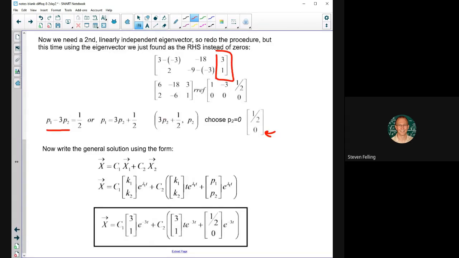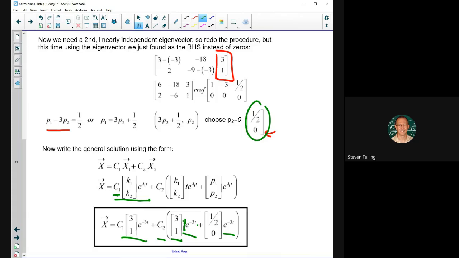Then what we do is we plug that into the general solution form. So the general solution form is, first we build a term with C1 with the original vector. So that's going to be C1, 3, 1, e to the negative 3t, because the lambda was negative 3. And then for the second one, we say C2, and in the parentheses, we use that same 3, 1, but times t e to the negative 3t. There's where we're introducing our extra t value, right? But then we add this new p vector times the original e to the negative 3t.